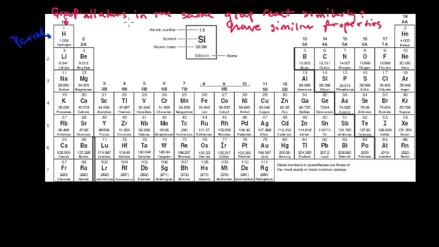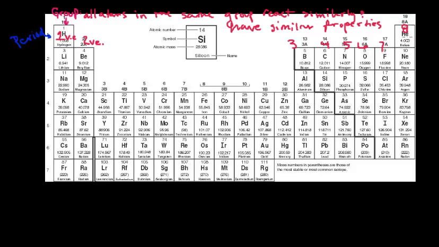And do you remember the reason for that? Why do those groups have similar properties and react similarly? The answer is they all have the same valence electrons. This has 1 valence electron, 2 valence electrons, 3, 4, 5, 6, 7, 8. And so valence electrons are very important for properties and reactivity.